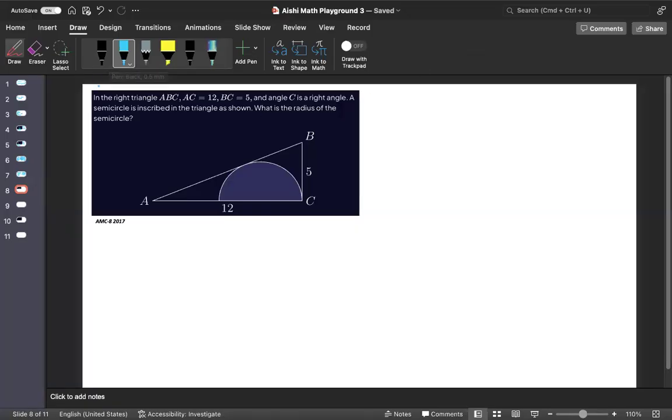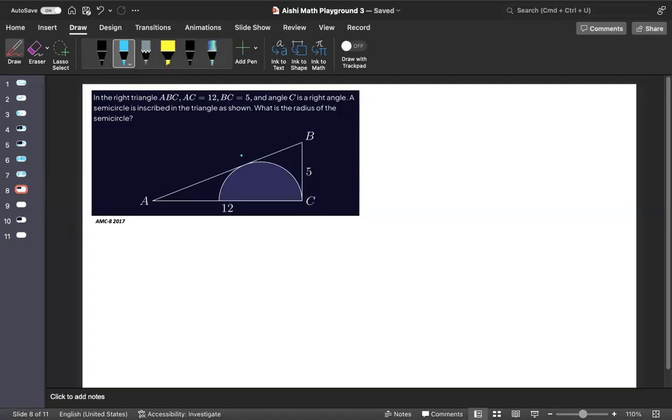Okay, next question. In the right triangle ABC, AC is equal to 12, BC is equal to 5, and angle C is a right angle. A semicircle is inscribed in the triangle as shown. What is the radius of the semicircle?